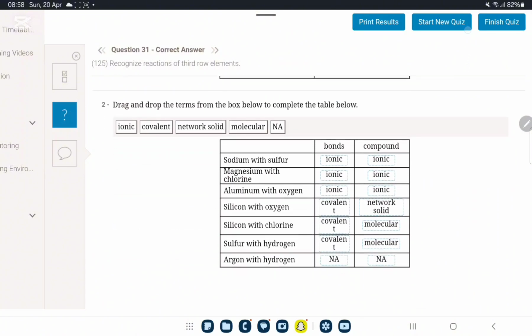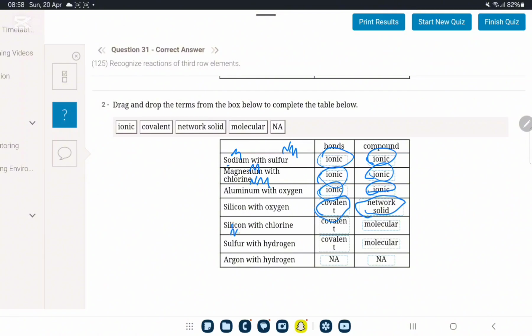And then part 2, sodium with sulfur, metal, non-metal. It is ionic, and it gives an ionic compound. And then magnesium with chlorine, metal, non-metal, ionic. Aluminum, metal, oxygen, non-metal, ionic compound. Silicon with oxygen, network solid. They have covalent bonds, and the compound is a network solid.